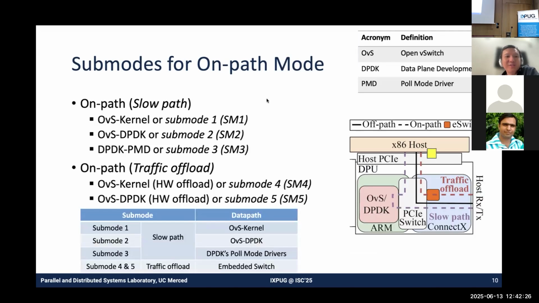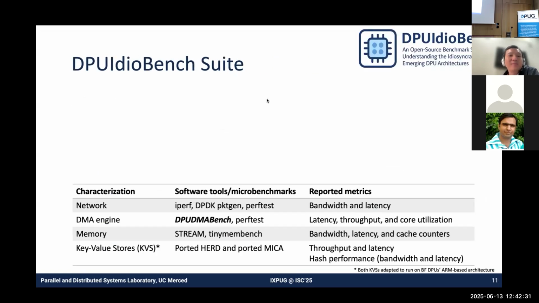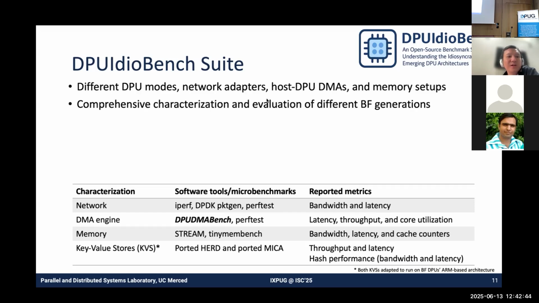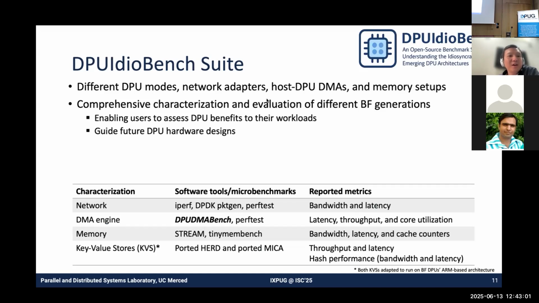This is just one aspect of the DPU's complexity, from the mode perspective. But from other perspectives, we can also examine the performance as well as other limitations. So that's why we came up with a benchmark first, called DPU-Bench. Basically, we want to discuss from the network perspective, DPU modes perspective, DMA engine perspective, memory utilization, and also application case studies, on how to leverage these different resources from the application perspective. We use a key-value store as an example. So we have this benchmark.